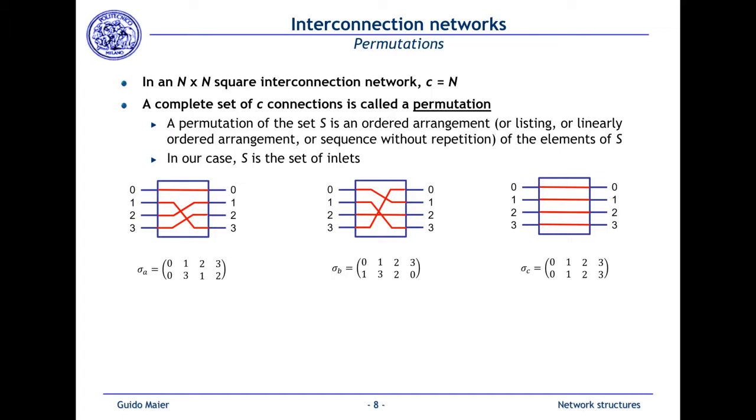In this example, you see one permutation in this picture, let's say permutation A, another permutation in this picture B, another permutation in this other picture C. Obviously, also this, that is the identity, is a permutation. It is a particular permutation, but it's a permutation.